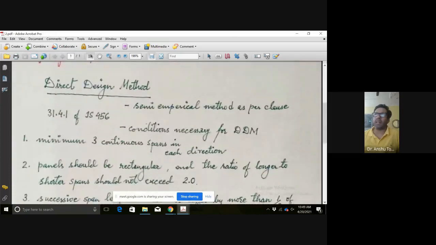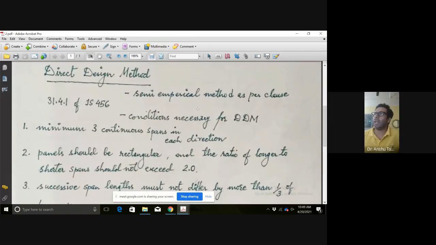This is the direct design method, a semi-empirical method as per clause 31.4.1 of Indian Standard 456, conditions necessary for the direct design method. This is important: these are the conditions, or you can keep them as assumptions, as you like. The first one is minimum 3 continuous spans in each direction. So there should be minimum 3 continuous spans in each direction for the direct design method to be applicable.